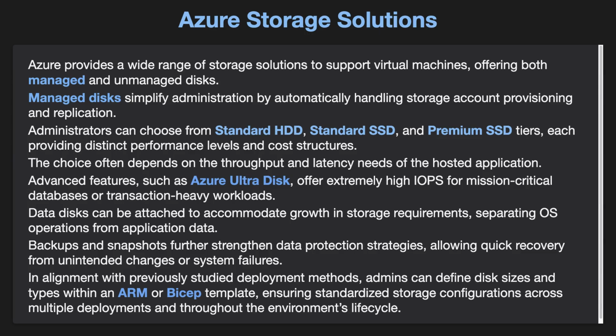Data disks can be attached to accommodate growth in storage requirements, separating OS operations from application data. Backups and snapshots further strengthen data protection strategies, allowing quick recovery from unintended changes or system failures. In alignment with previously studied deployment methods, admins can define disk sizes and types within an ARM or BICEP template, ensuring standardized storage configurations across multiple deployments and throughout the environment's lifecycle.